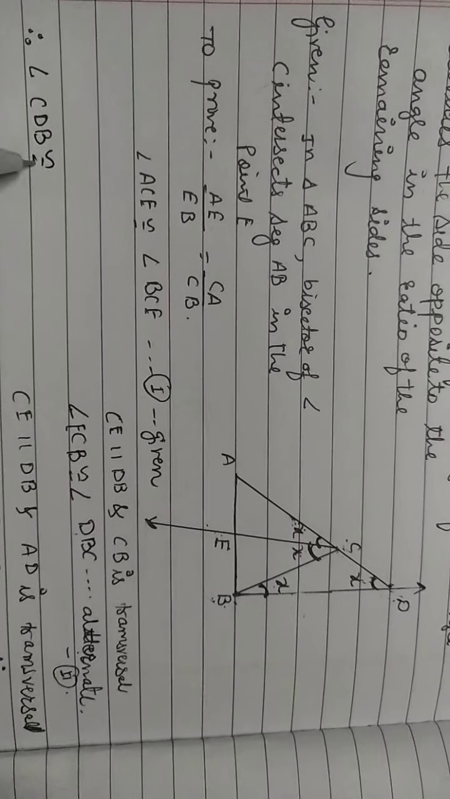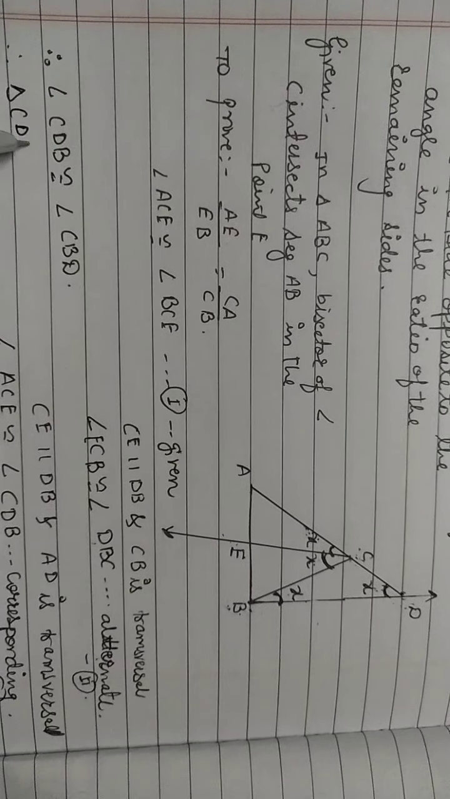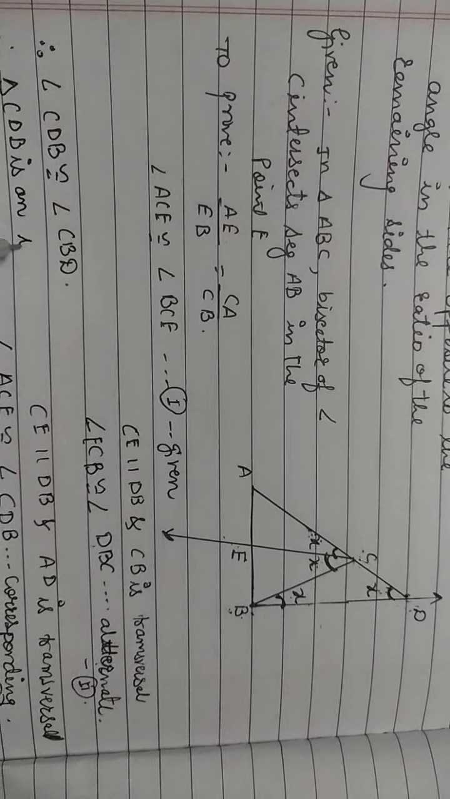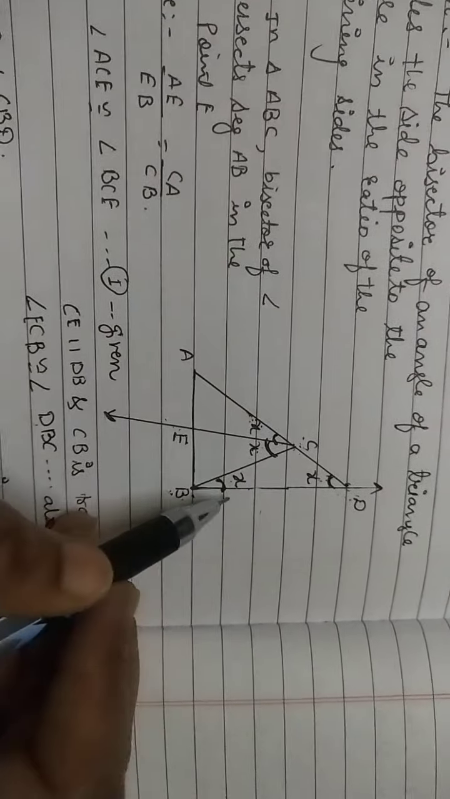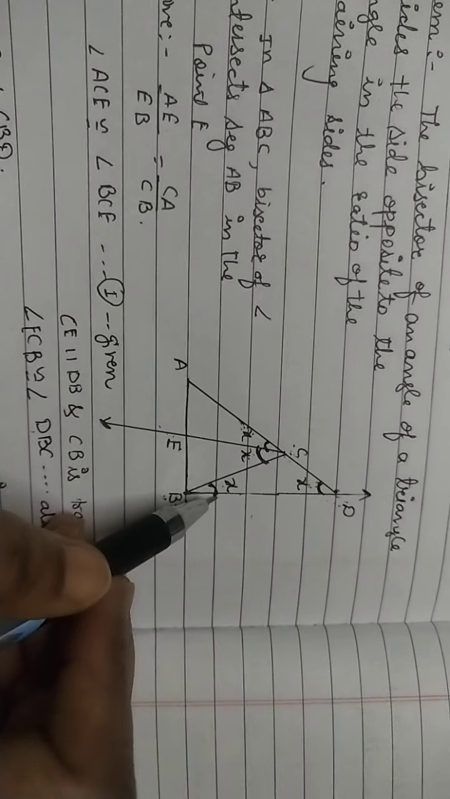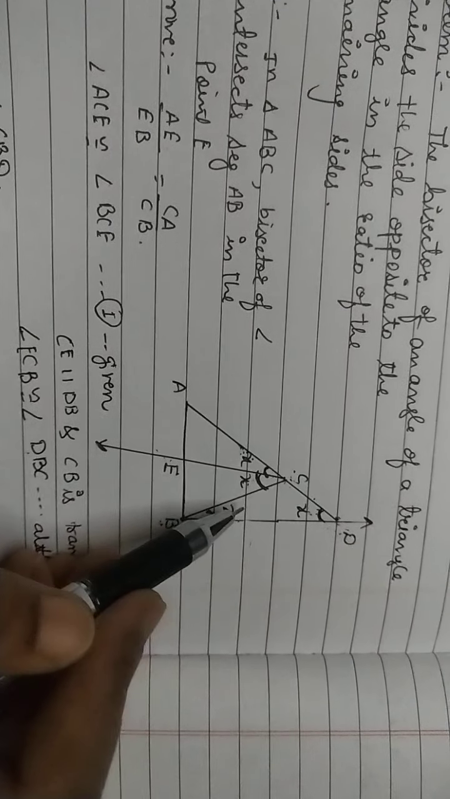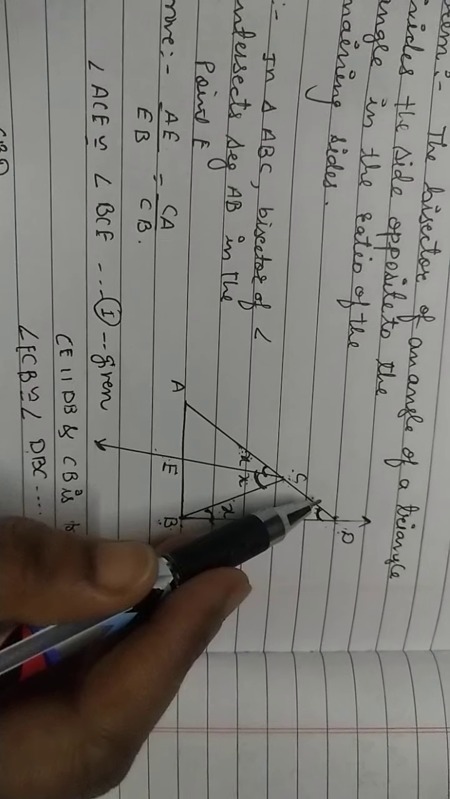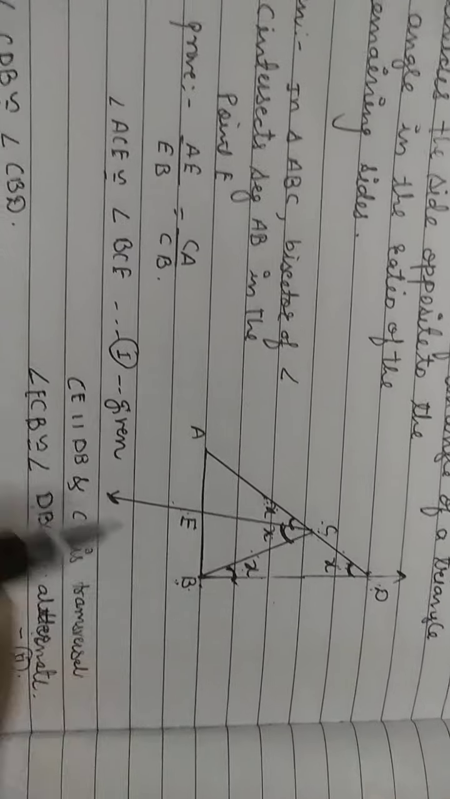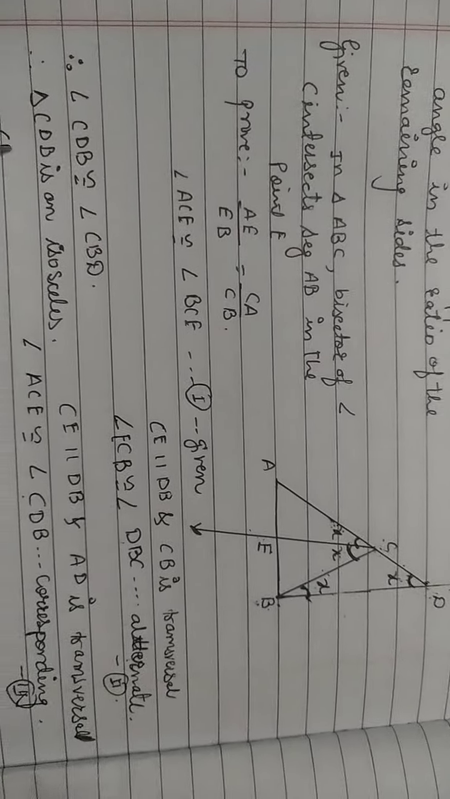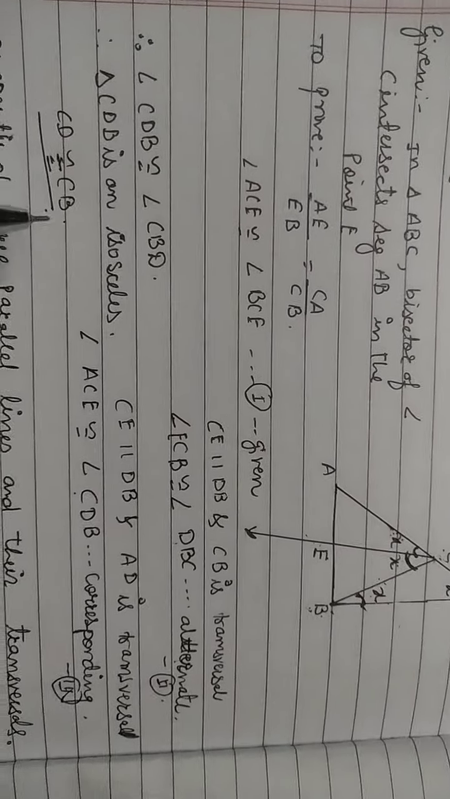Angle CDB is congruent to angle CBD, hence triangle CDB is an isosceles triangle. And if it is an isosceles triangle, by the converse theorem of isosceles triangle, the sides opposite to congruent angles are also congruent. Yes, sides opposite to congruent angles are also congruent. Fine. So what will come? That is, CD is congruent to CB. CD is congruent to CB, that we have proved.